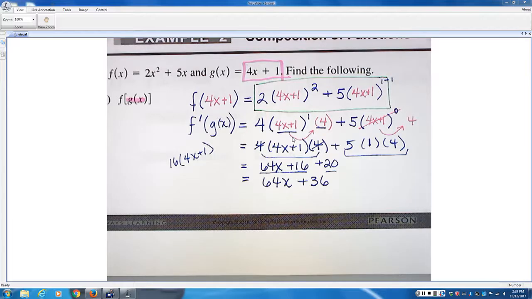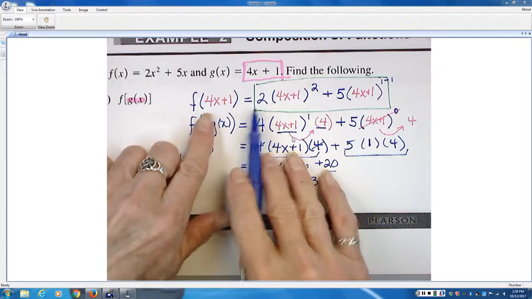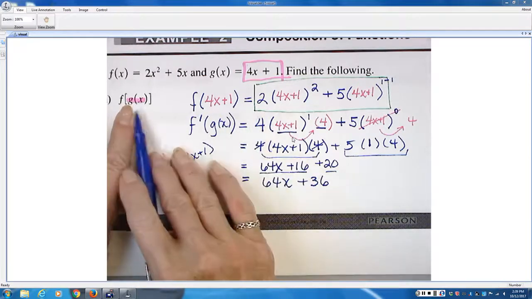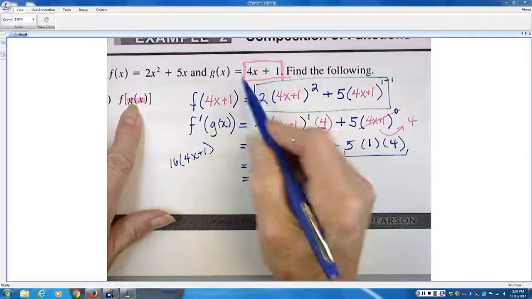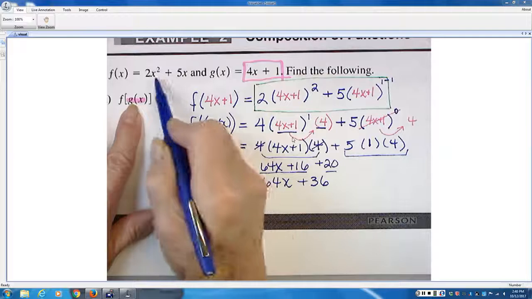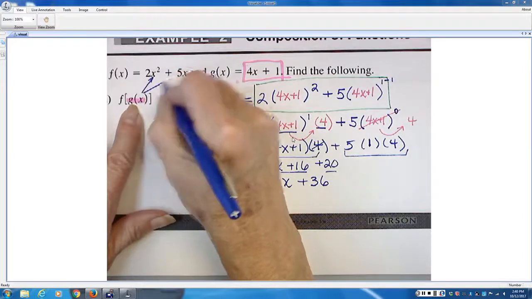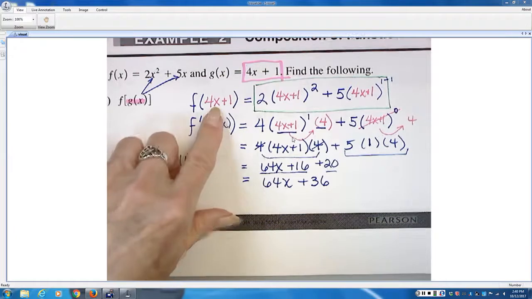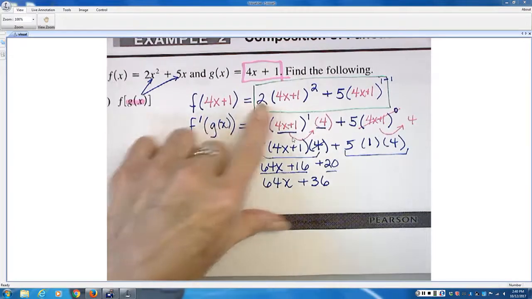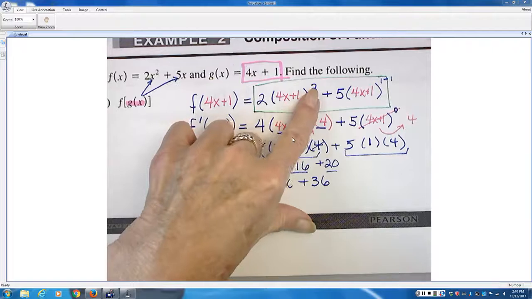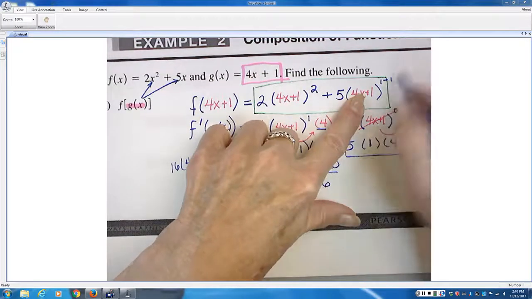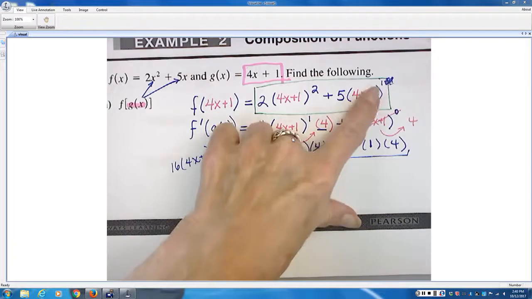I said yes. Okay. So the problem that you got here is a composite function. g of x is the inside function. So you put g of x, which is 4x plus 1, in place of x in f of x, which is why f of g of x is 2 times g of x squared plus 5 times g of x. And you just have to recognize that that g of x is to the first power.